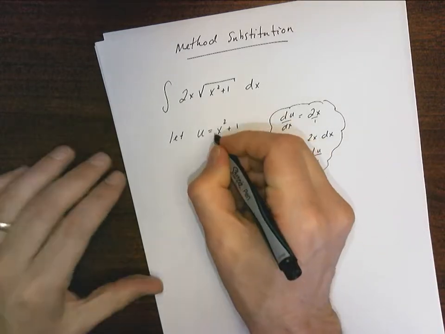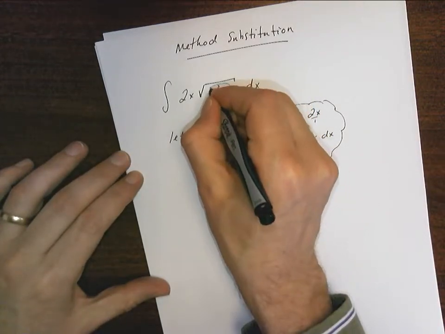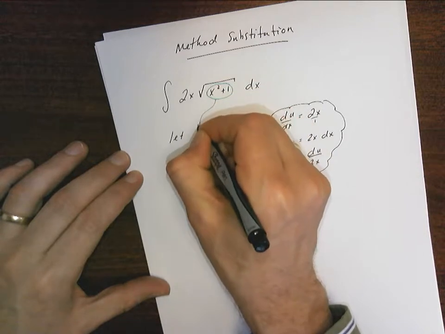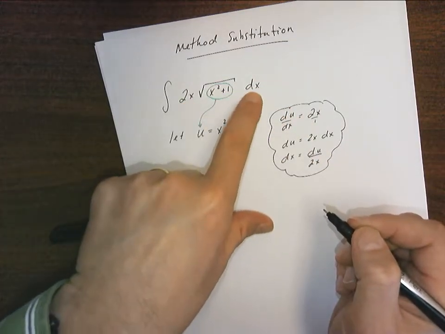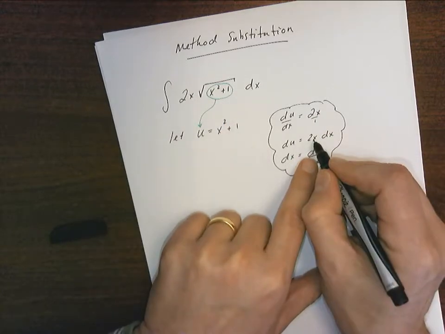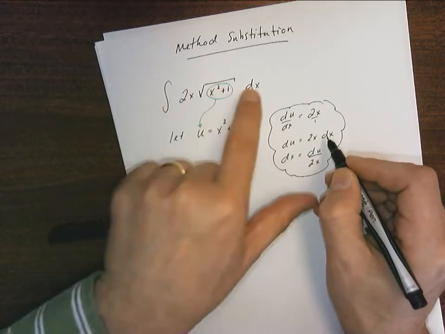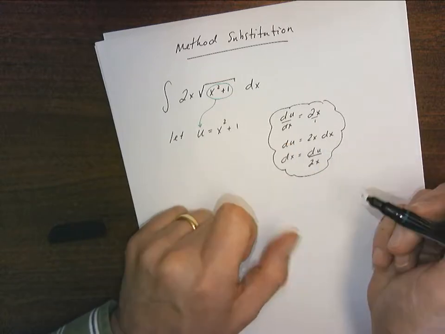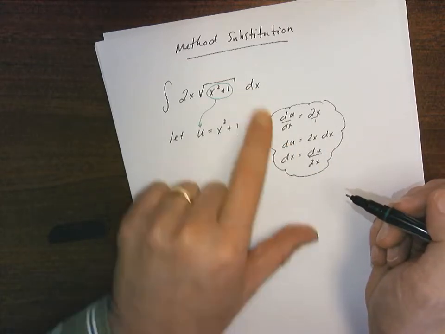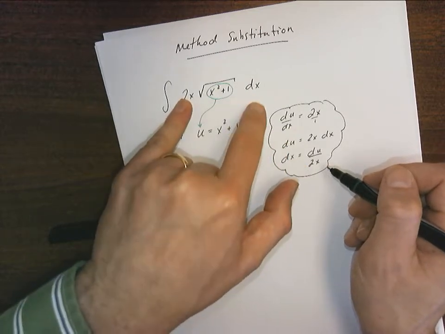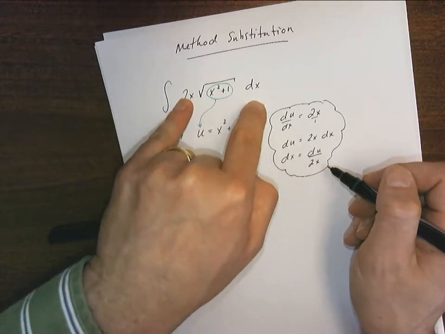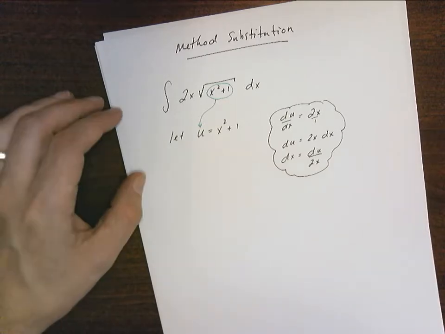I've got u equals this. So this is going to get replaced by a u. And what I've got here is a 2x times a dx. So these two put together is my du. The other thing I could do is replace this dx by du over 2x, and the 2x on top and the 2x on the bottom will end up reducing each other. So there's two ways of thinking about that.